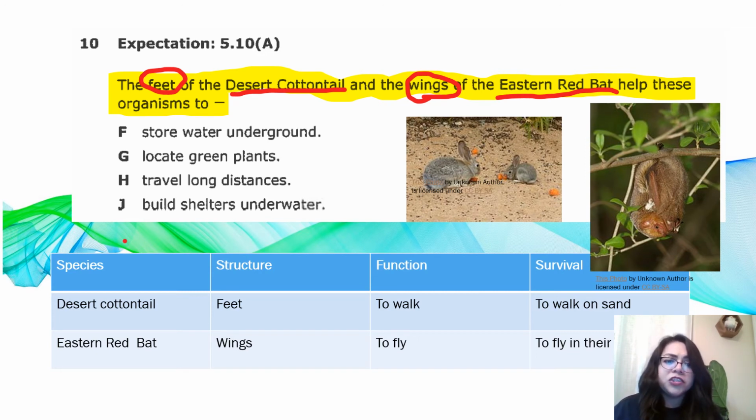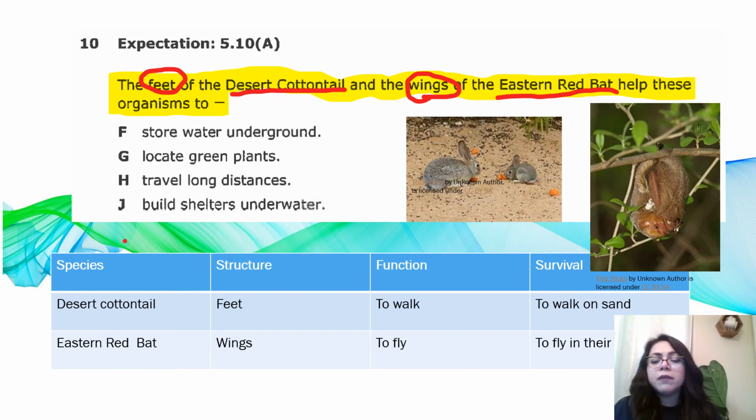The next species is the eastern red bat. The structure that is mentioned is the wing or wings, and the function is so they can fly. How does this help it survive? Well, by flying, they can escape, they can look for food, they can look for shelter, they can look at different places around in their environment.